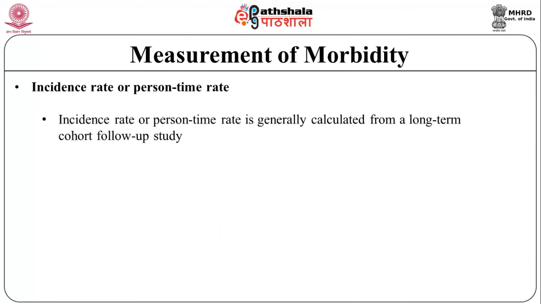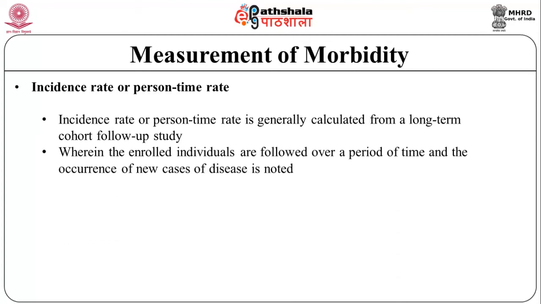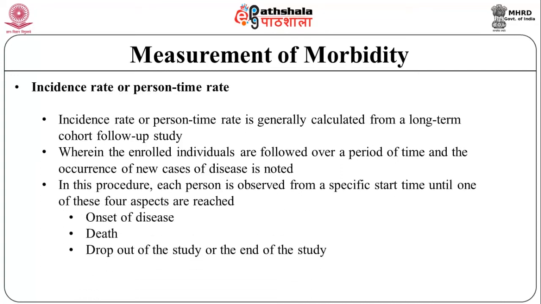Incidence rate or person-time rate is generally calculated from a long-term cohort follow-up study wherein the enrolled individuals are followed over a period of time and the occurrence of new cases of disease is noted. In this procedure, each person is observed from a specific start time until one of these four events is reached, that is, onset of disease, death, dropout from the study, or the end of the study.